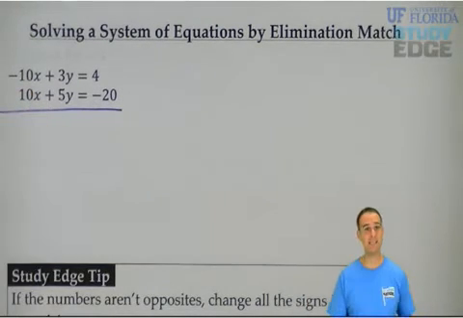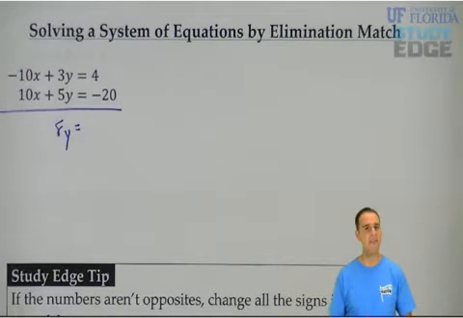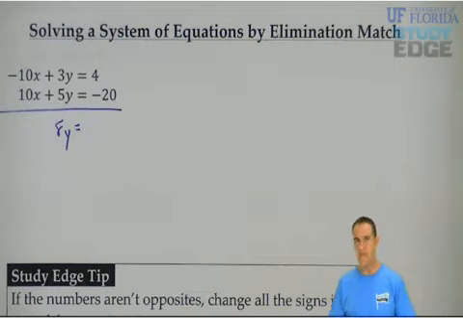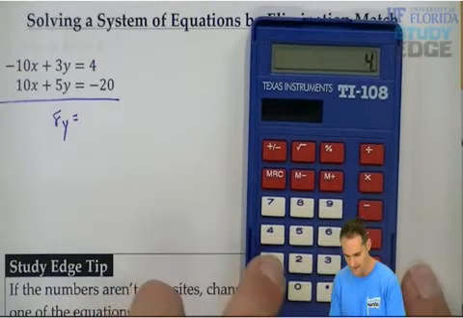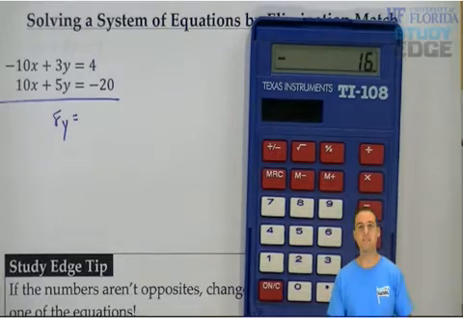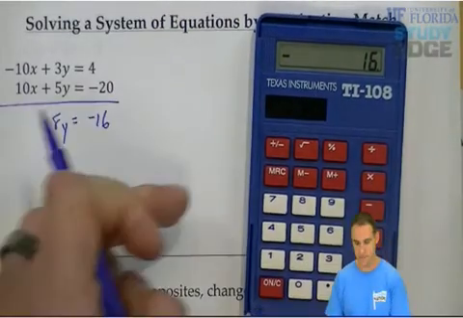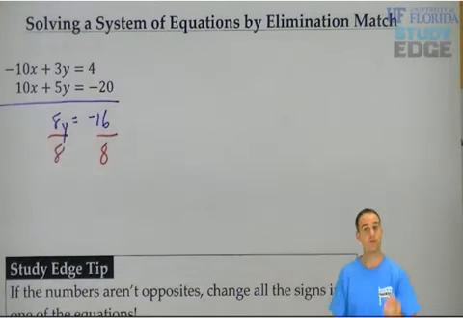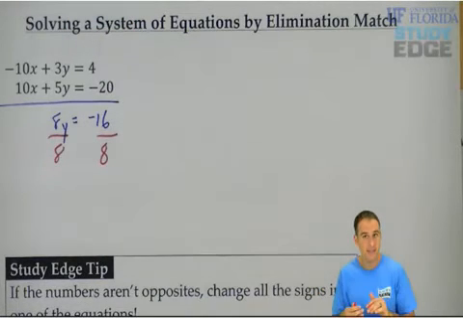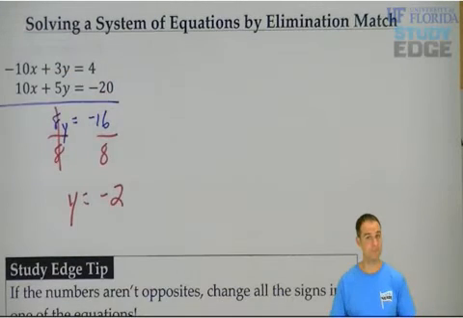So negative 10x plus 10x is 0. 3y plus 5y is 8y. And then 4 minus 20, you've got the calculator. You can type in 4 minus 20, and you'll get negative 16. 8y equals negative 16. To finish solving it, we have to divide both sides by 8. Do remember, negative divided by positive is negative, and in this case, y will equal negative 2.